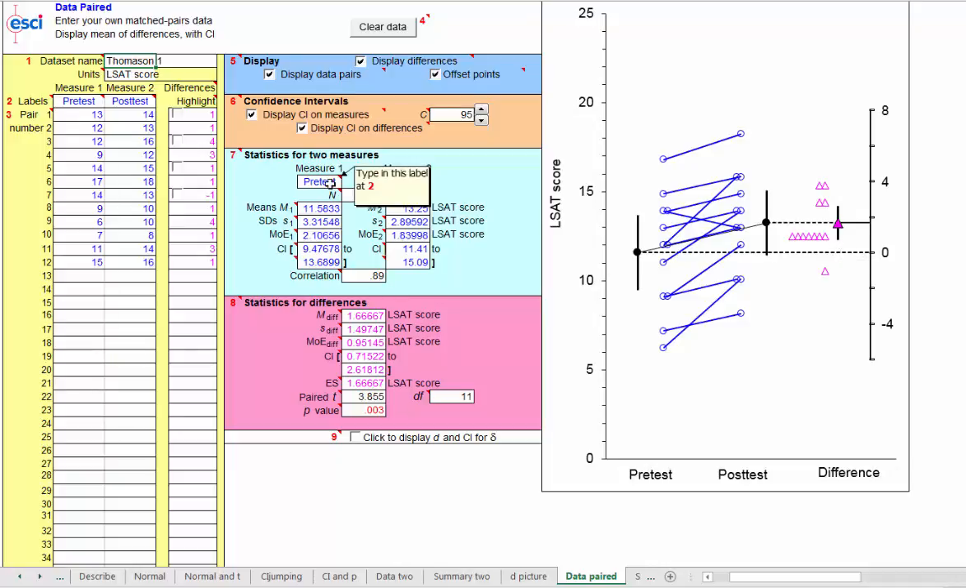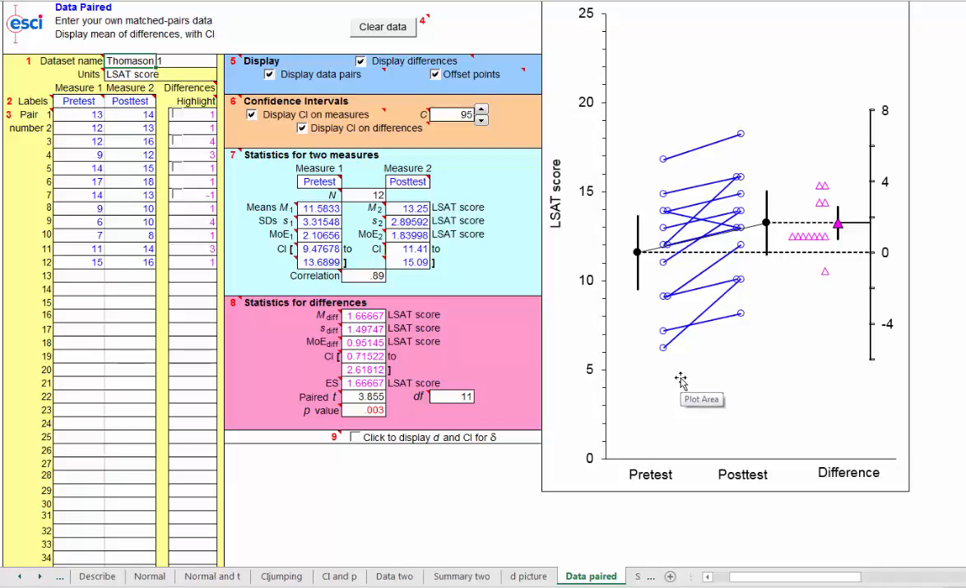Over here we have the summary statistics for the pre-test, for the post-test, and down here for the differences. So the mean difference here is about 1.7, which is shown here by the triangle on the difference axis. And the standard deviation of the differences, about 1.4, 1.5 there, is distinctly smaller than the standard deviations s1 and s2, 3.3 and 2.9 for the pre-tests and post-tests.